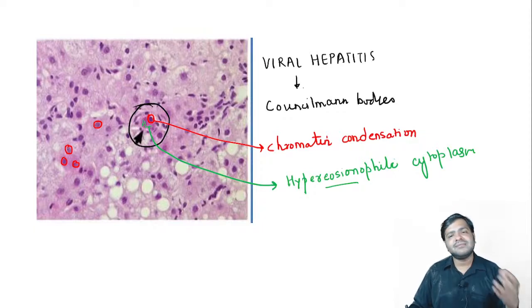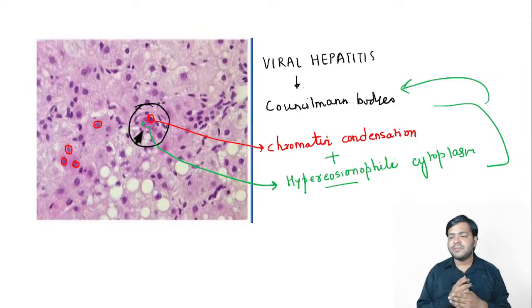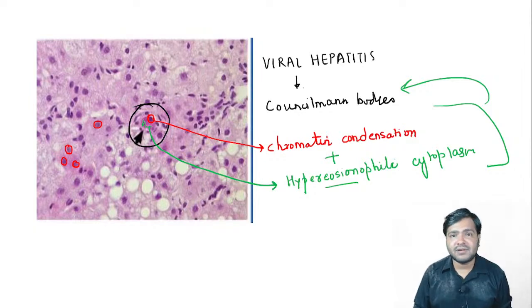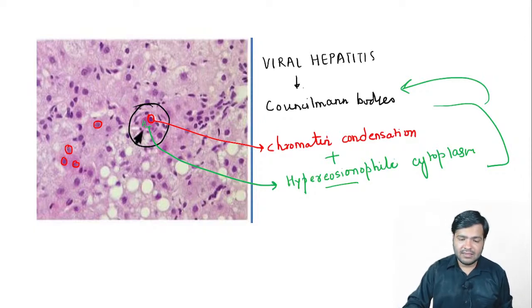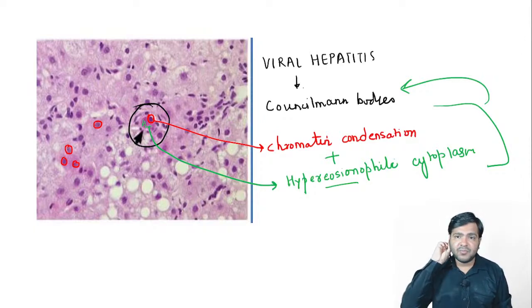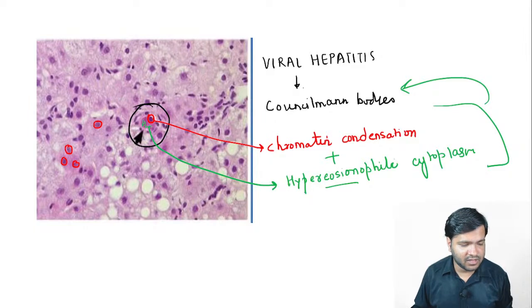Hyper eosinophilic cytoplasm with chromatin condensation gives the classical appearance that is called councilman bodies, and that is seen in viral hepatitis. These are the signs of cell damage or cell death. Whenever you see councilman bodies, it means that it is showing you a condition referred to as pathological apoptosis or cell death.